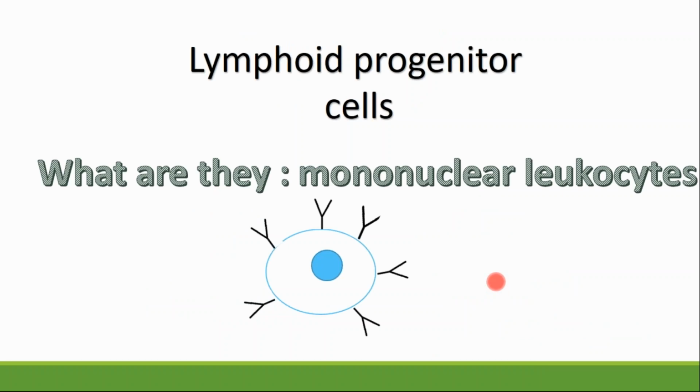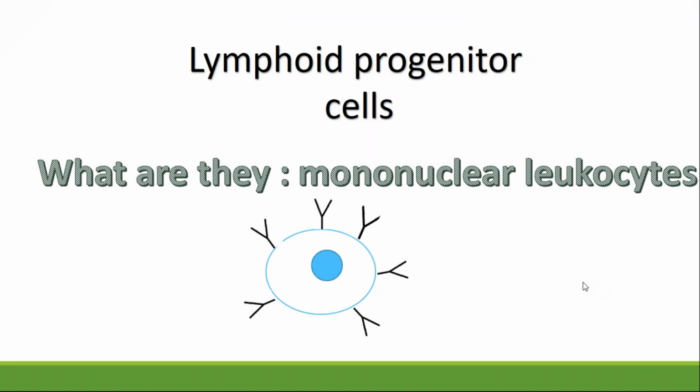What are lymphoid progenitor cells? Lymphoid means they are lymphocytes. The cells that are developed from lymphoid progenitor cells are known as lymphocytes. Now what are those? Those cells have only one nucleus and they are responsible for adaptive immunity.